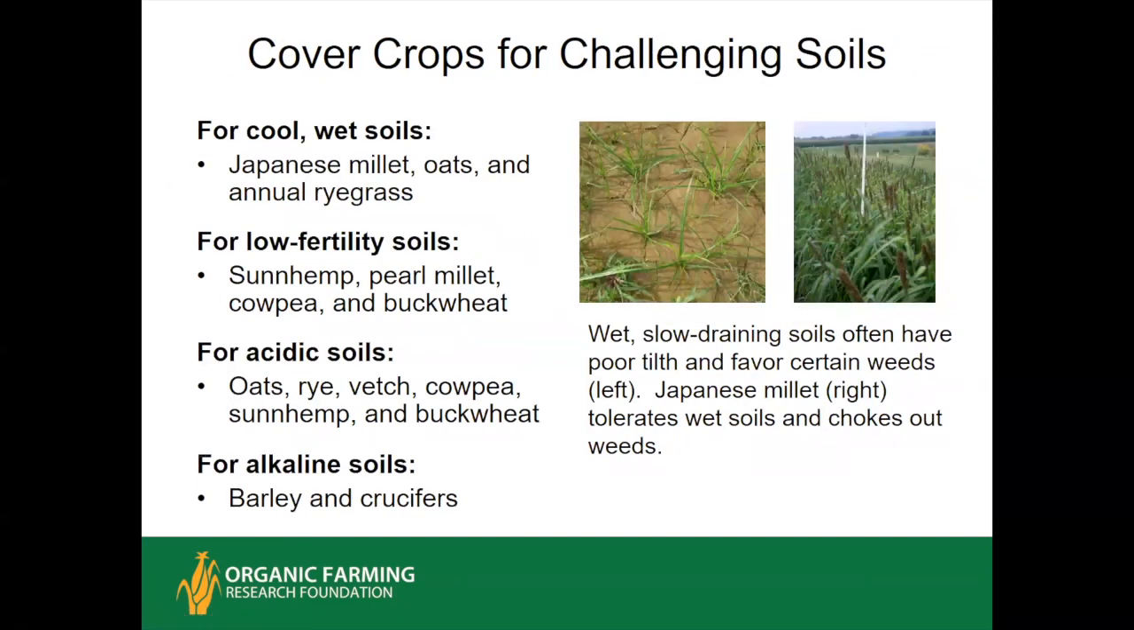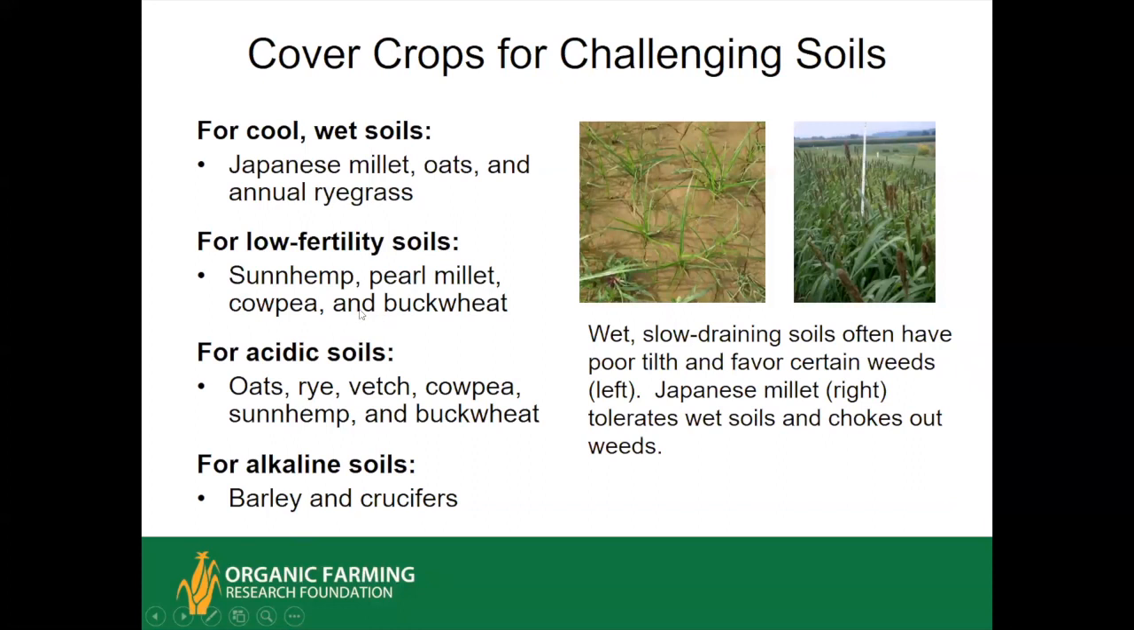Okay, so some cover crops for challenging soils. If your soil is cool and wet: Japanese millet, annual ryegrass, oats, and there's one that I also heard of, Alsike clover, that can work in that. I'm not sure if it's used that often in the West, but here's Japanese millet that can help deal with a situation like this, where you've got weeds that tolerate the wet soil, and that's about all it's growing on the side on the left.